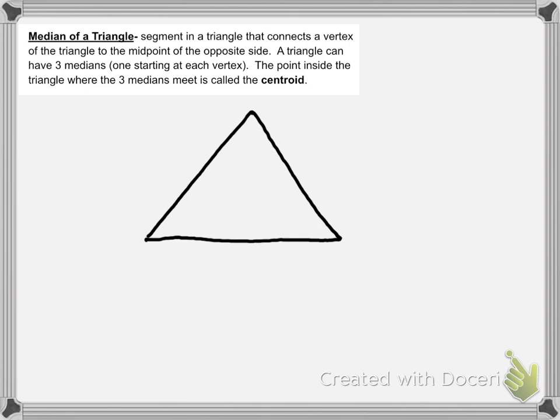All right, let's call this triangle MNO. If I have a median, it connects a vertex. A vertex is a corner point of the triangle. So let's say we start at M. M is a vertex. It's a corner point.